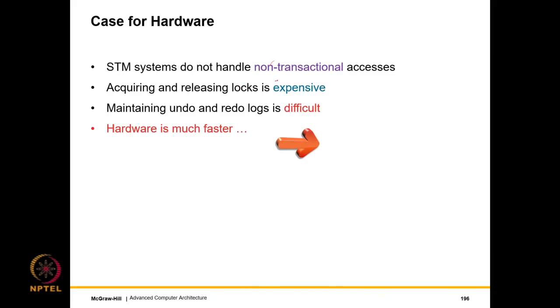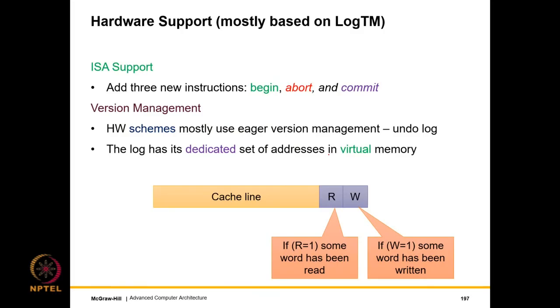Acquiring, releasing, managing locks is quite expensive. Maintaining undo and redo logs, particularly in software, is also difficult. Hardware is much faster, but you have to create the hardware, which is expensive, right? There are high startup costs. So the hardware support, which will be discussed, is mostly based on the widely popular LogTM proposal. You will find references for it in the book. So the basic ISA support that is needed is we need 3 new instructions for begin, abort, and commit.